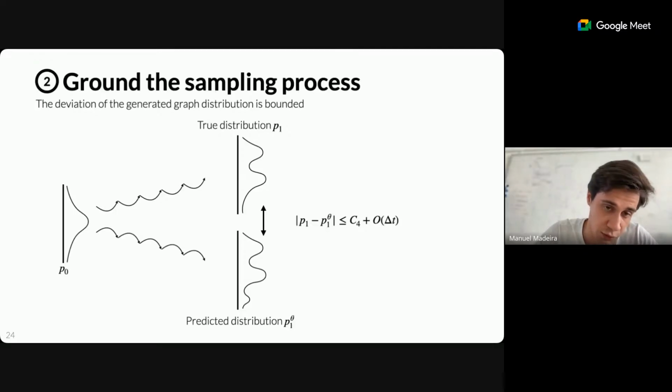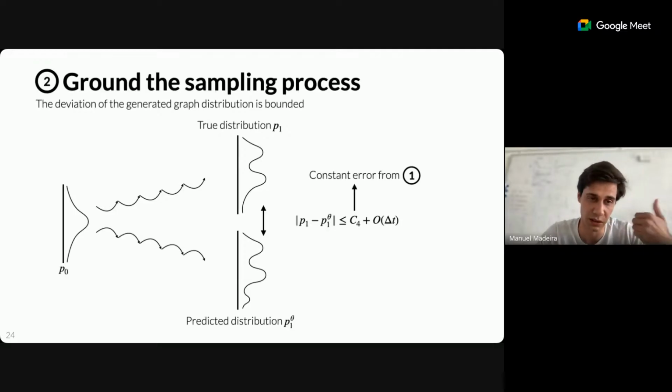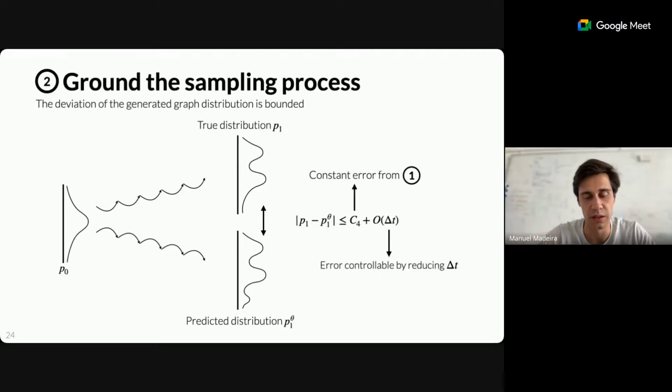This upper bound is composed of mainly two terms. One is a constant term coming from theorem 1, so basically from the previous result that I showed. The lower our training loss, the lower this term becomes. And then a second term, which tells us that the error that we incur by doing this series of approximations is controllable by reducing the step size that we use.